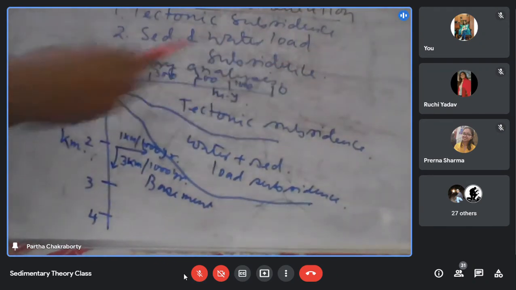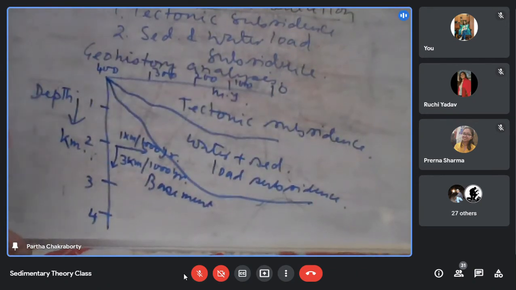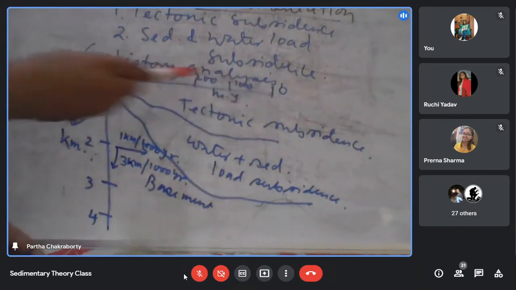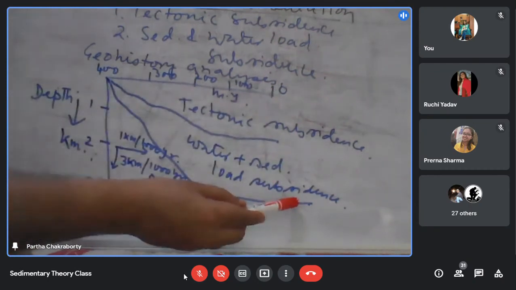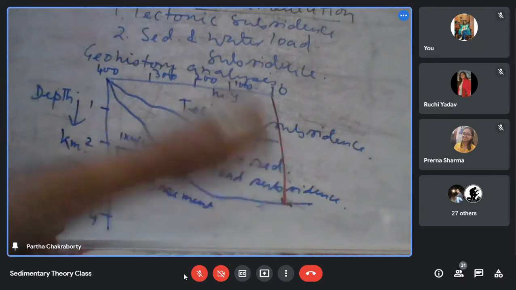Zero is the present, and I am going back up to 400 million years. Now, if I go back to 400 million years, when the basin started, and from that point I backtrack the history of the basin, then at present day the basin depth is this.